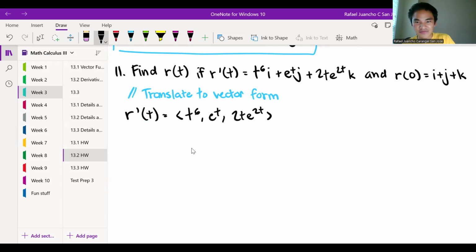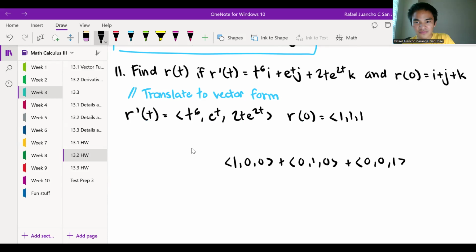Okay. And then for r of 0, let's break that down. i is this vector. We add it to j, which is this vector. And we add it to k, which is this vector. And so we get 1, 1, 1. That's it.